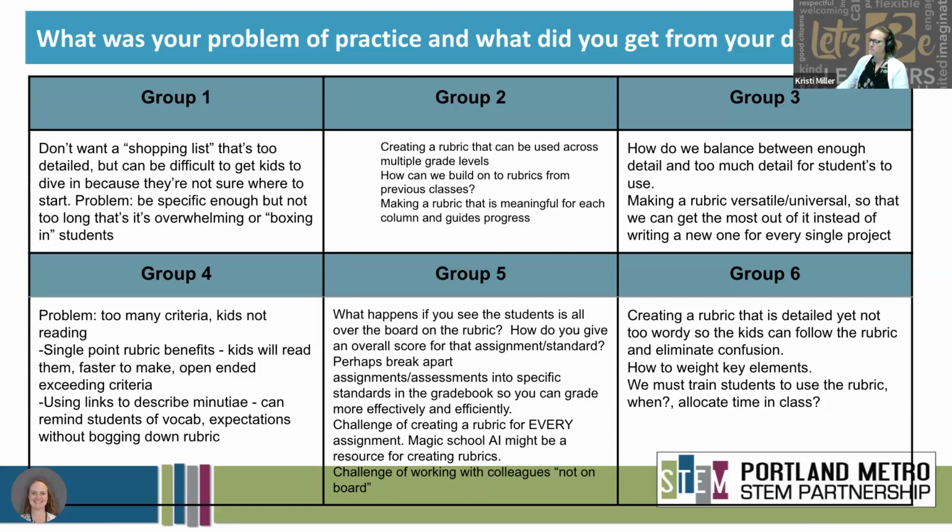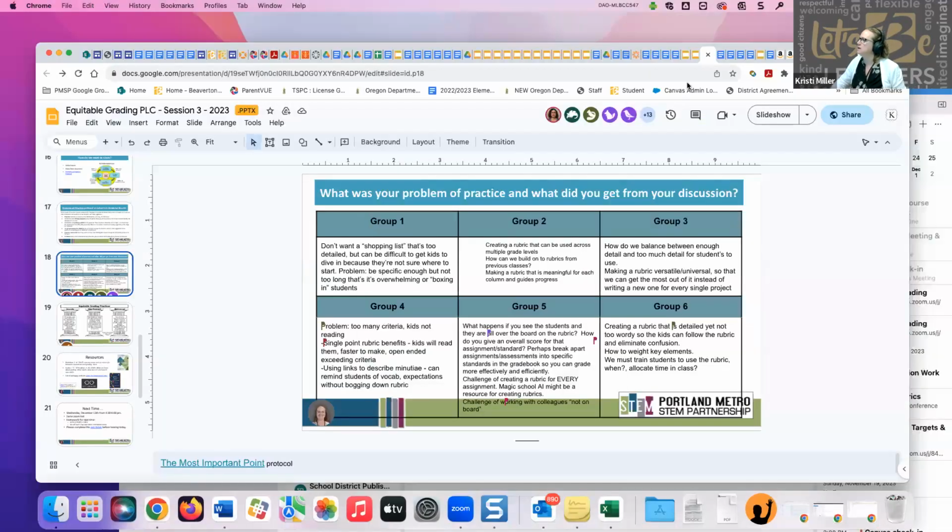I like group 5 because I got a great example to show. They're saying, what if the kid's all over the place on the rubric, right? We're highlighting and they're just all over the place. How are we going to arrive at a score for the unit? Well, love that you asked that. Here is my example of that.